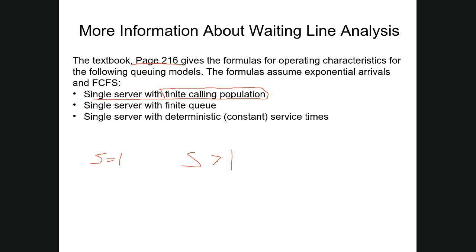And then there's a single server with a finite queue length, but again, these are manual. This is the same as one of the models in the queue macros, but you would have to compute this by hand. And then there's a single server with deterministic service times. Again, same as the model in the queue macros, but you would have to compute this by hand. So all of those tools and resources are available.